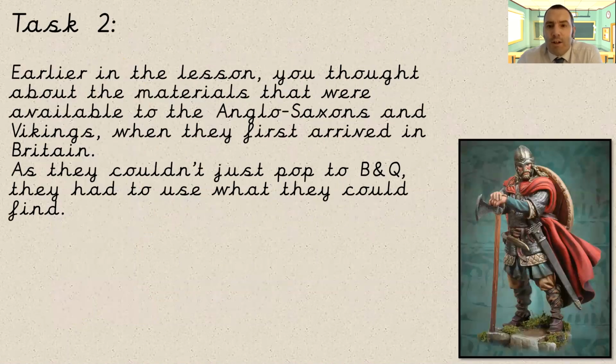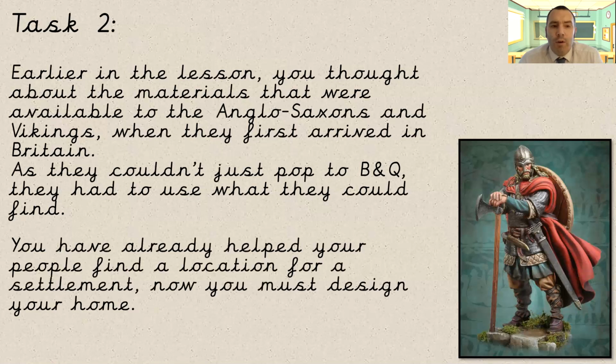So, task 2. Earlier in the lesson, you thought about the materials that were available to the Anglo-Saxons and Vikings. So we looked at the woodlands, the animals, the rivers, forests and the seas. When the Anglo-Saxons and Vikings first arrived, that's what they had. It says here, as they couldn't just pop to B&Q and buy what they needed, they had to use what they could find. You've already helped your people find a location for a settlement. Now you need to design your home.